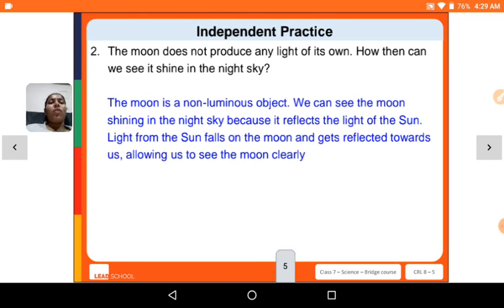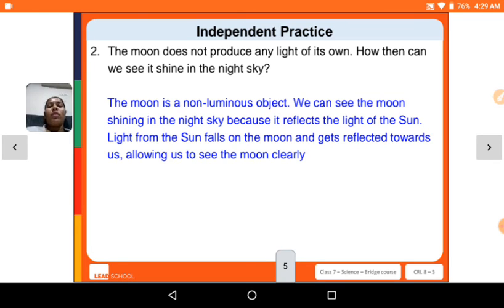The moon is a non-luminous object. We can see the moon shining in the night sky because it reflects the light of the sun. Light from the sun falls on the moon and gets reflected towards us, allowing us to see the moon clearly.